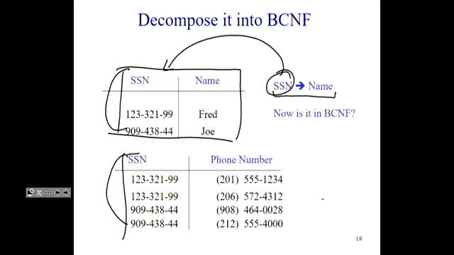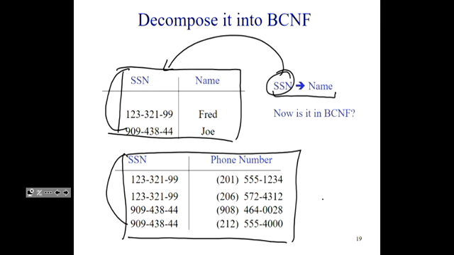Is this relation in Boyce-Codd normal form? Trivially, yes, because there are no functional dependencies that apply to this relation. Right? Since there are no functional dependencies that apply to this relation, it is trivially in Boyce-Codd normal form. Okay? Any questions about this? Takes a while to get this concept. So, any questions about this?